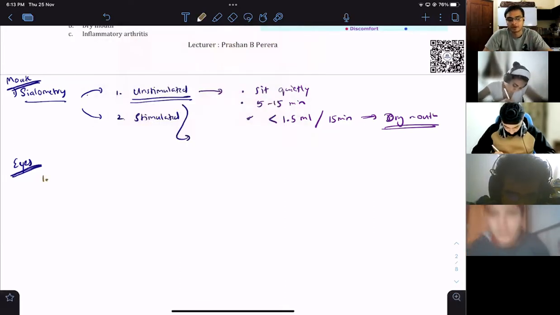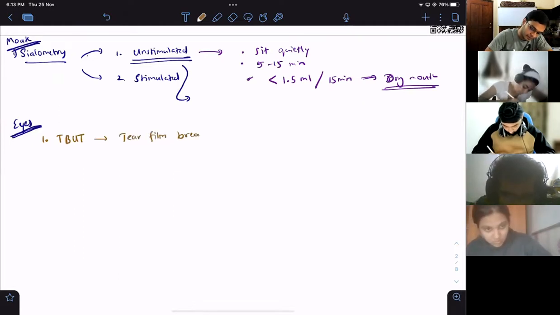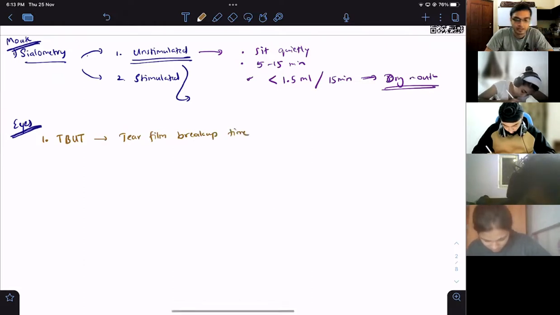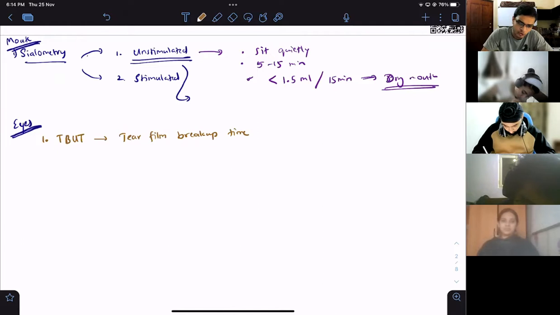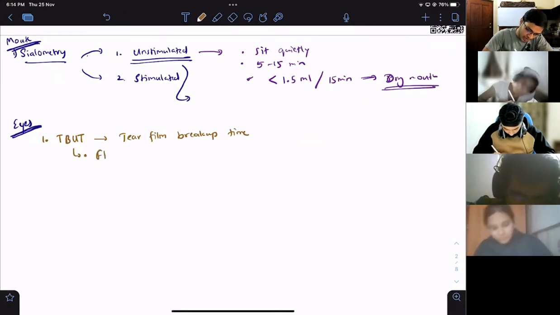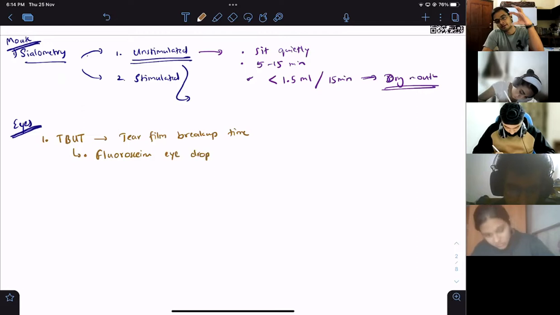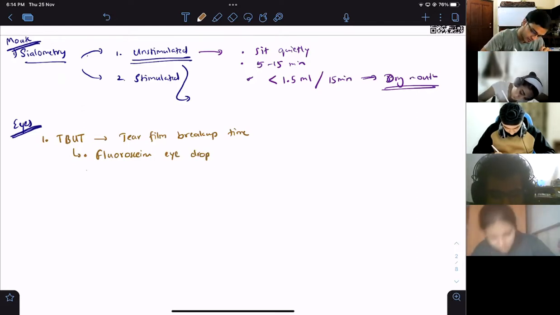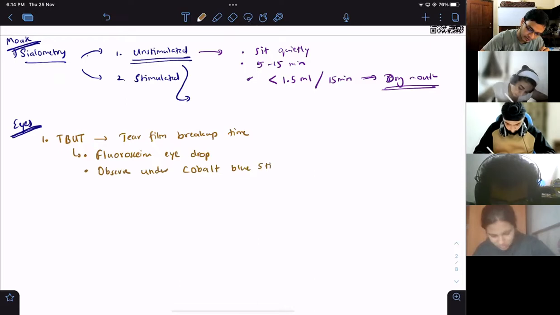Write this down. One of them is TBUT, or some books say TFBUT. What is this, guys? Tear film breakup time test. What do we do here? Write this down. First we'll write the procedure, and then I will tell you what we do. We use fluorescein eye drops. We put some eye drops onto the eye, and we observe under a cobalt blue slit lamp.